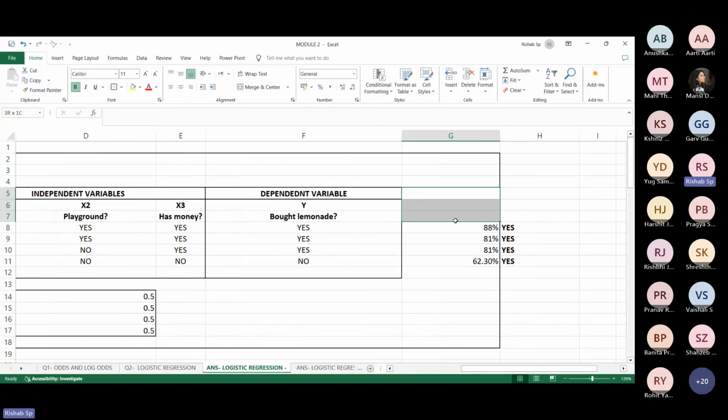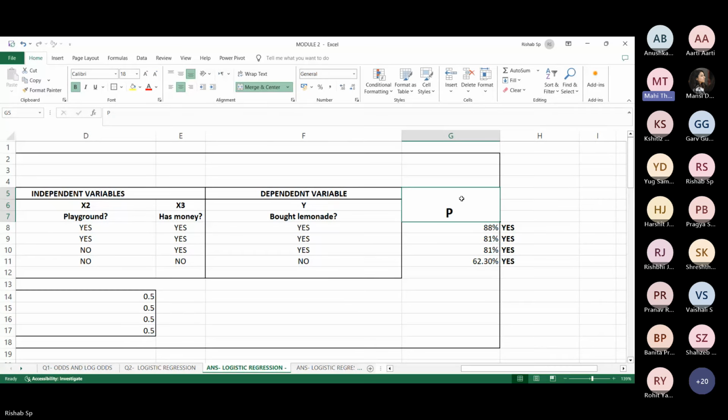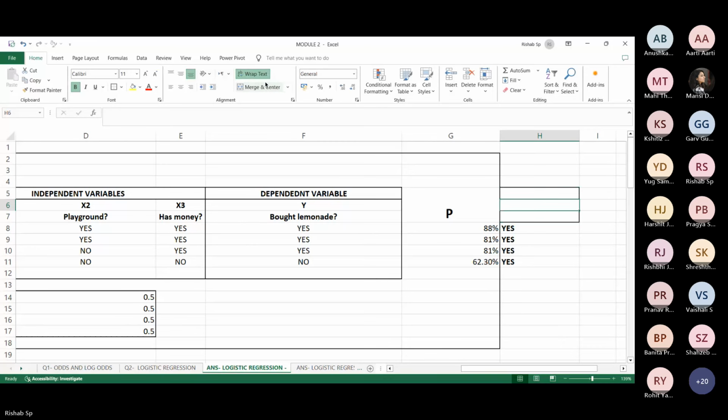Yeah, I'll explain. What is this actually? These numbers? That's the probability of the event happening, the dependent variable. Correct. We are making a conclusion from the values we got. What is the conclusion? 88%.